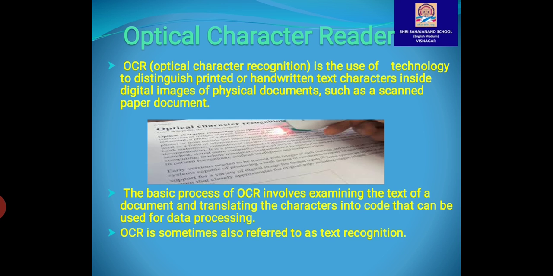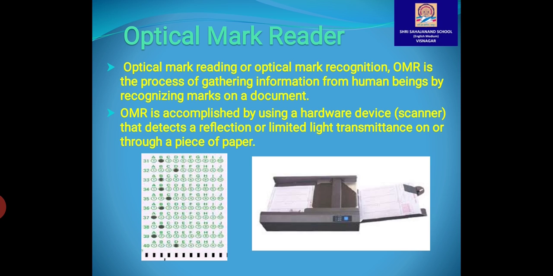Now, optical mark reader. Some scanners identify marks made by a special type of pen or pencil. This type of scanner is known as an optical mark reader or optical mark recognition. OMR is the process of gathering information from human beings by recognizing marks on a document. OMR is accomplished by using a hardware device that detects a reflection or limited light transmission on or through a piece of paper.